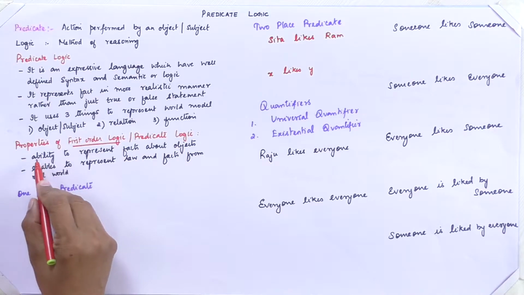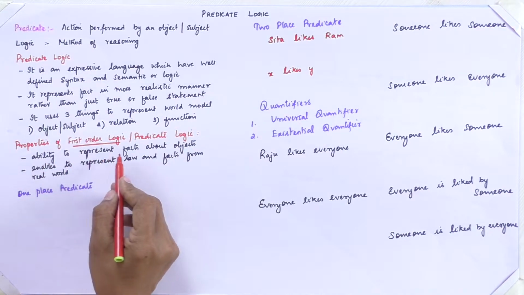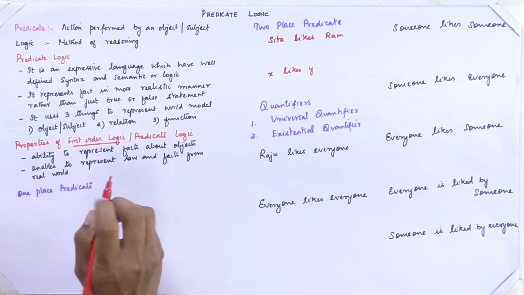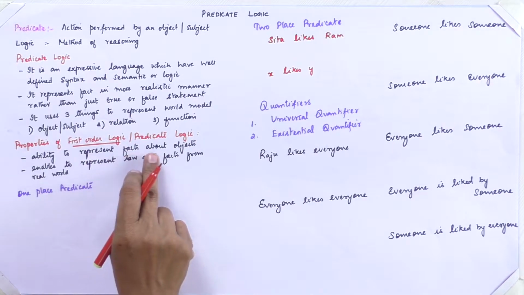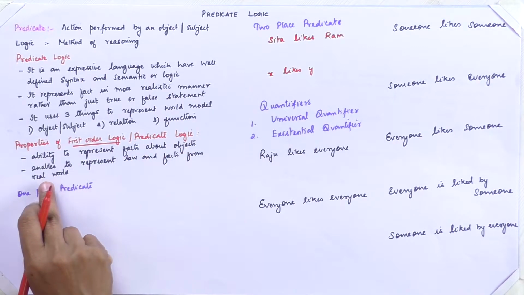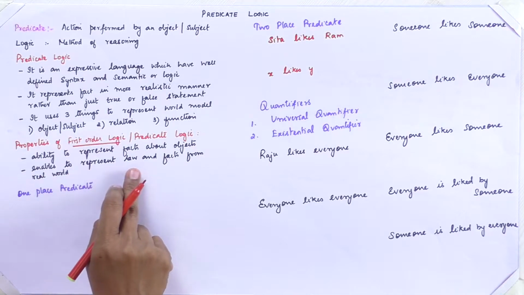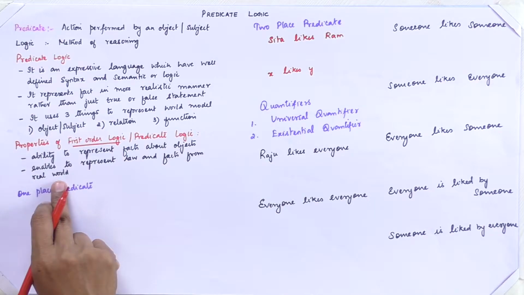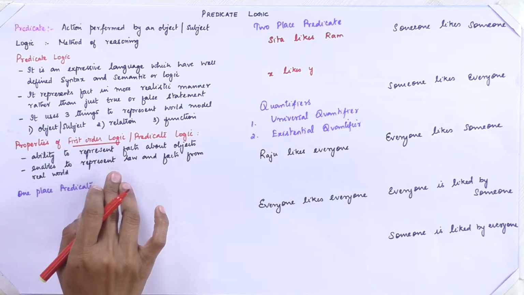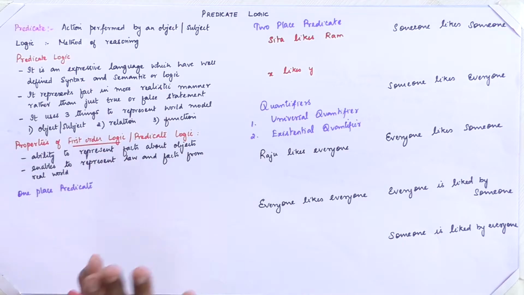So what are all the properties? That is what I have already mentioned: predicate means it is the action performed by a subject or an object, right? Now look at the point here. Properties of first order logic: it says the ability to represent facts about the objects. So it will represent the facts about the objects. And the next point is that it also enables us to represent law and facts from the real world. So these are the two main properties of first order logic.